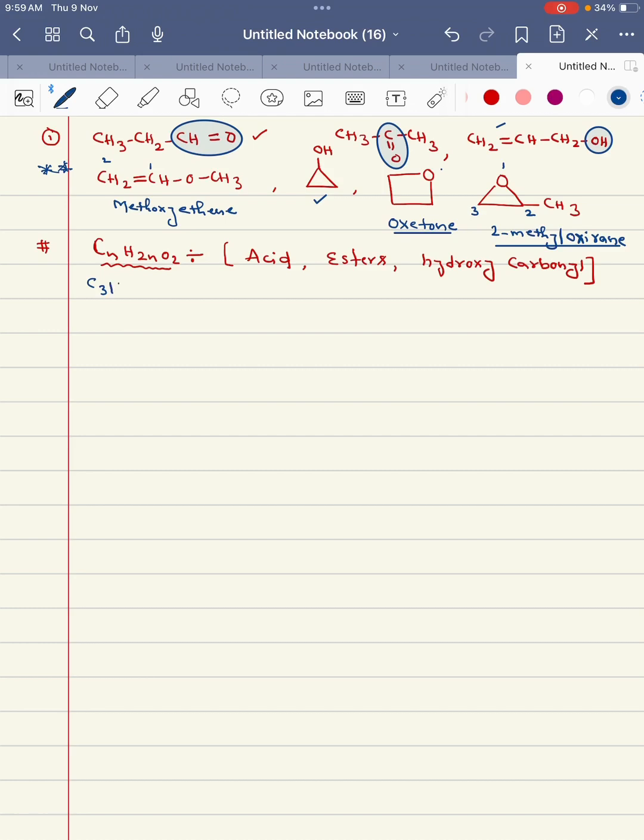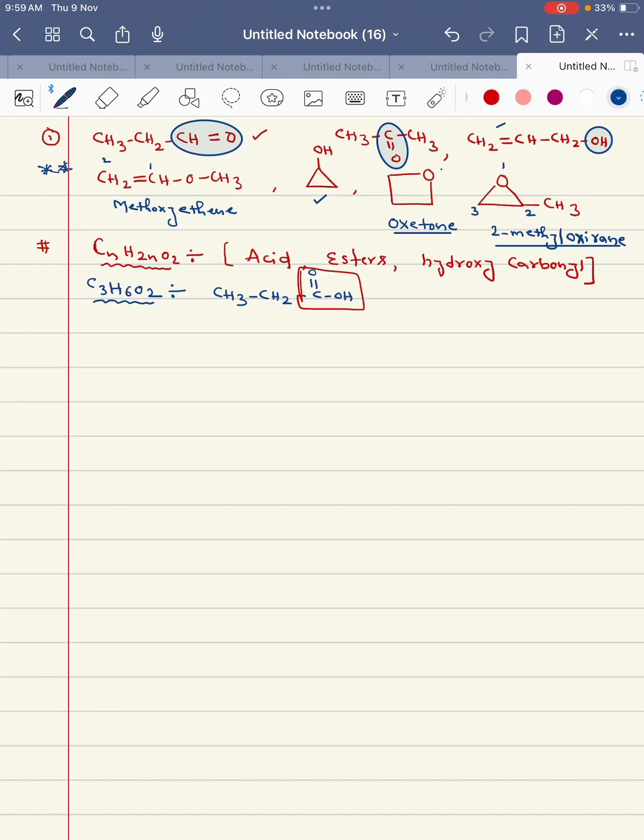Now we'll take one formula. C3H6O2 is there. So the molecular formula C3H6O2 has how many types of functional isomers? The first one is CH3, CH2, then C double bonded O, and an OH group is there. Now tell me, student, what is the functional group here? The functional group is acid.